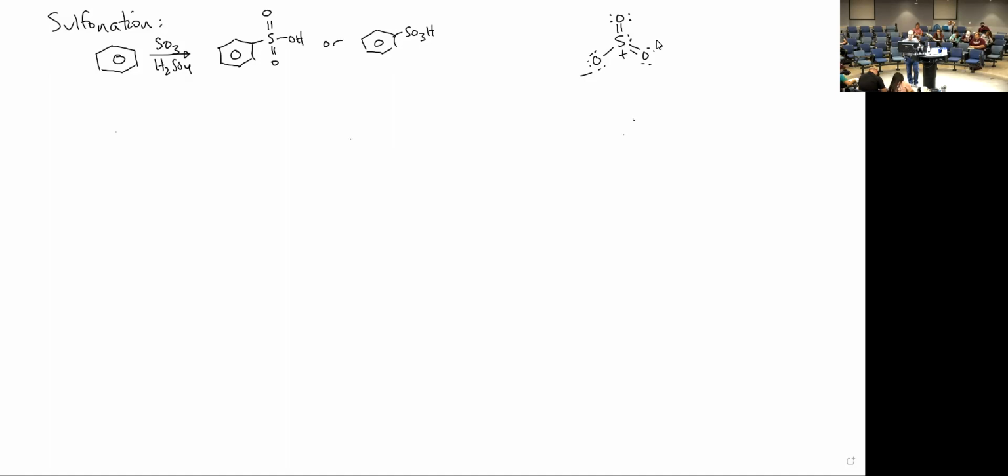And of course, that's again a resonance stabilized species. I could just as easily have made either of those other two oxygens with a single bond and a minus charge. But that I think is the best way. At least my understanding is you really don't want to write that with three double bonds. I don't think that fits our current understanding of the structure of SO3.